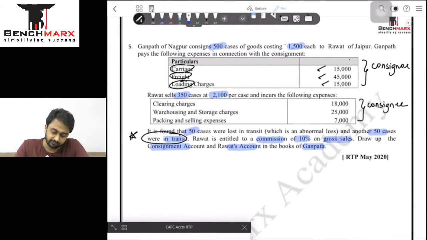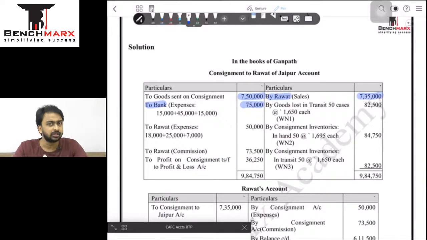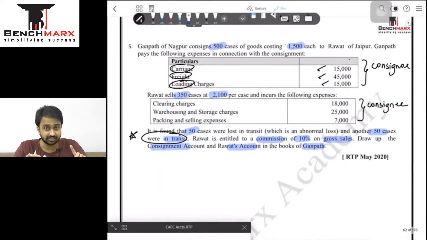रावत sells 350 at 2100. So 350 into 2100 appears to be 7,35,000. That is by consignee, that is by sales, and 7,35,000. I will debit the consignee because he is holding my money. ये सेल्स उसको नहीं है. He has sold goods to his customers on our behalf. So अपना सेल्स हो जाएगा, ठीक है.